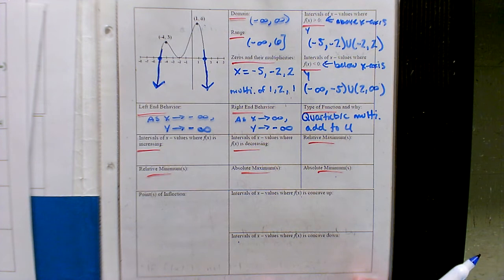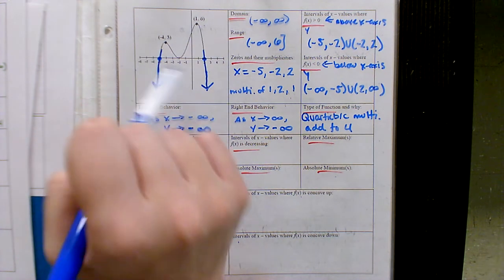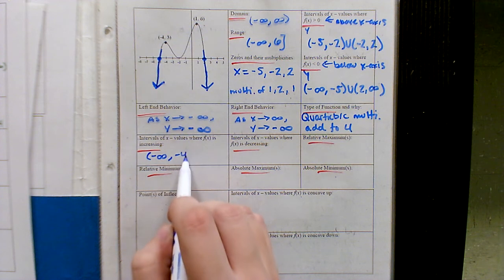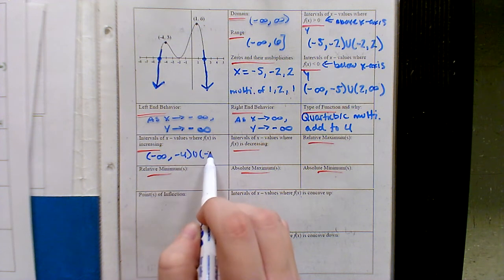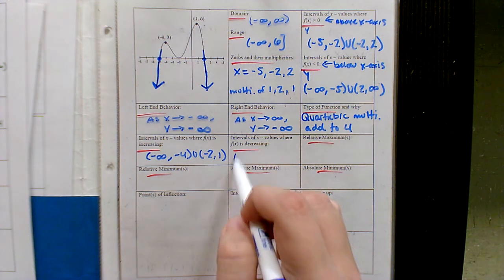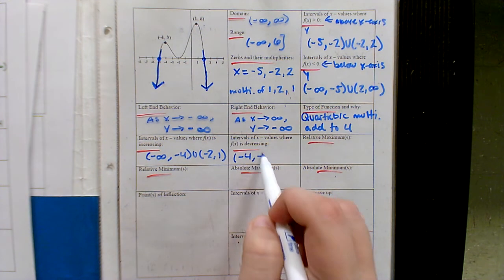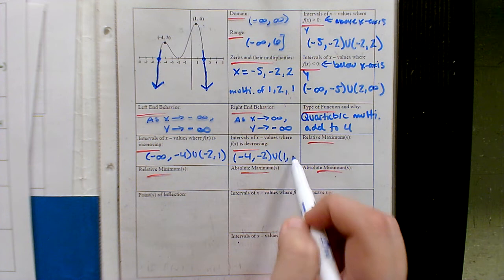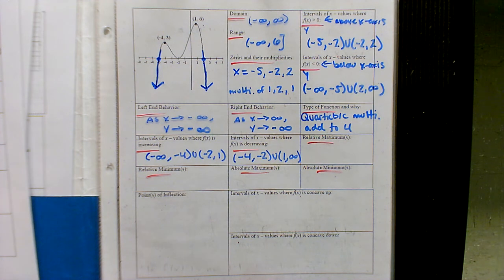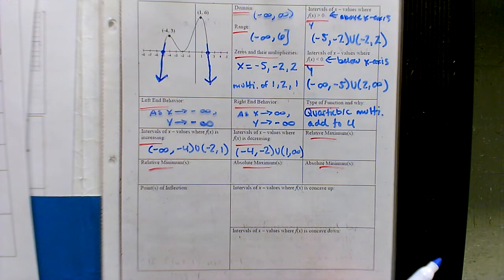Pretty good? All right. Increasing, if you trace the graph from left to right, where does your pencil go up? We'd have -infinity to -4, and then -2 to 1. For decreasing, your pencil would be going down from -4 to -2, and 1 to infinity. How do we do for those intervals? You guys are killing it this morning, okay?